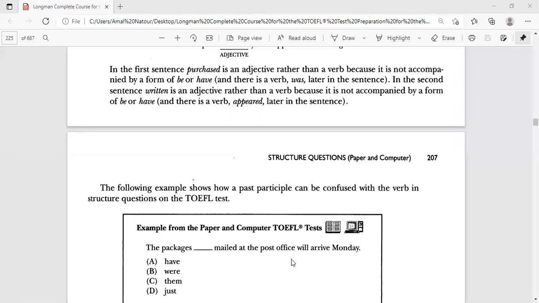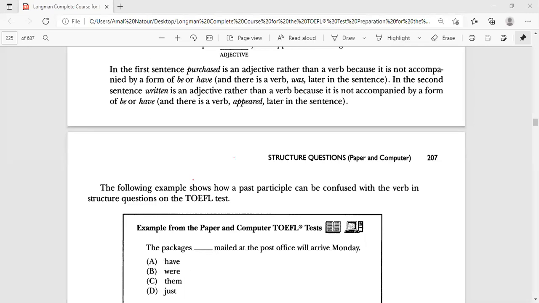You will then recognize that mailed here is a participial adjective and is therefore not part of the verb. Then here I do not need a subject because packages is the subject, and I do not need a verb because will arrive is the verb. Mailed here is an adjective, so I need neither a subject nor a verb. I need something that does not affect the grammar of the sentence.